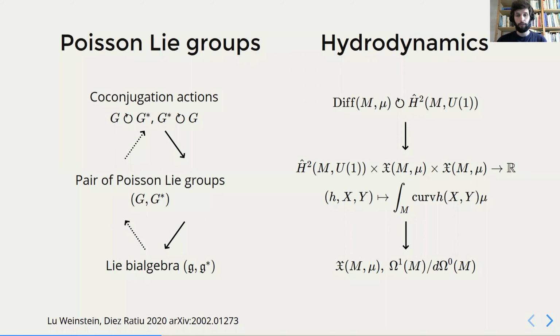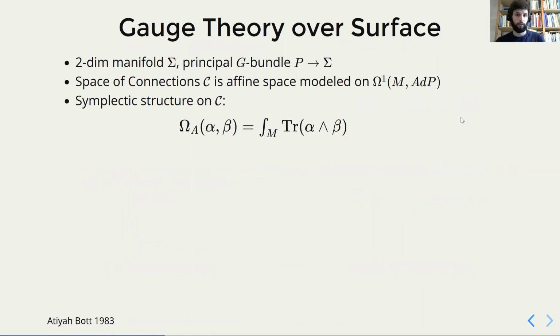And there are different examples, which are mainly coming from gauge theory. The classical example goes back to Atiyah and Bott, and there's a similar paper from the 80s. What they studied is the following. You are given a two-dimensional closed manifold and a principal G bundle over this surface. What you're looking at is the space of all connections, which is an affine space modeled on one forms, and this one form takes values in the adjoint bundle. So the space of connections is an affine space over this space.